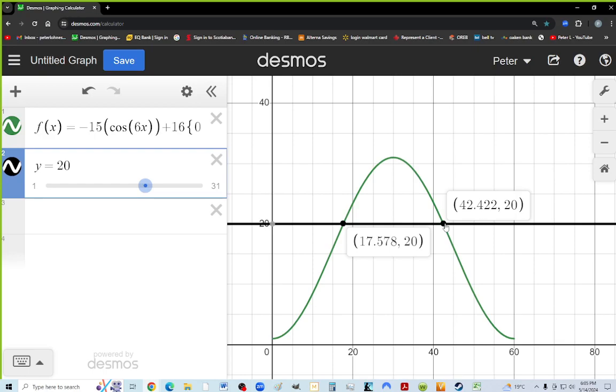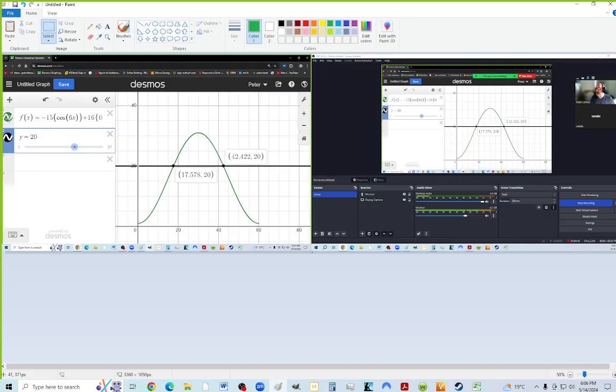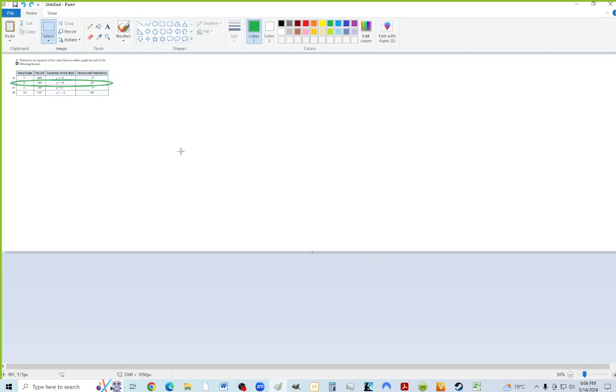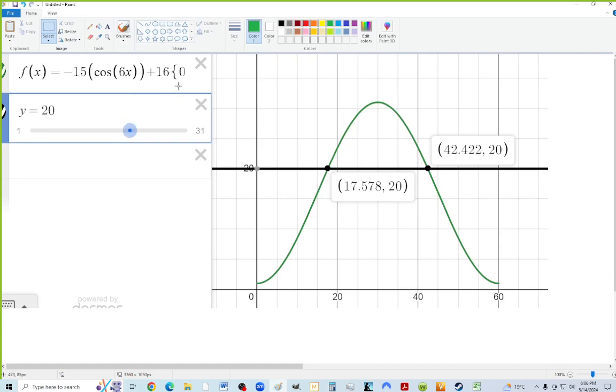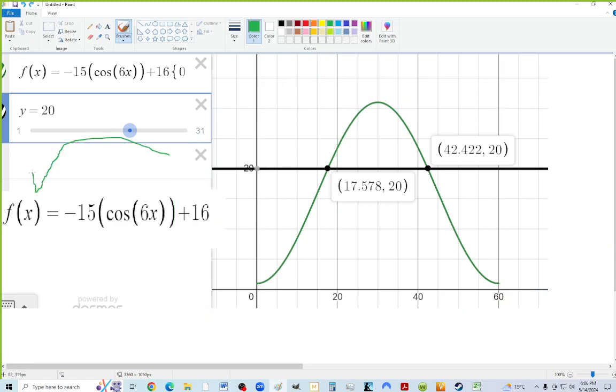What if I asked you, Natalie, because you're going to have to do this by Friday: when am I 10 meters off the ground? And you don't use the graph, you have to use the formula. Here's the formula. Where's height on this graph? Is it on the y-axis or on the x-axis? The y-axis.